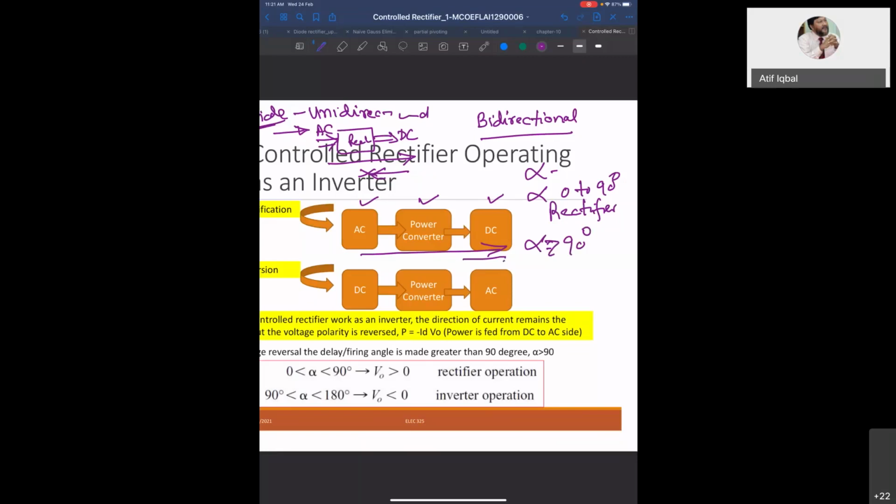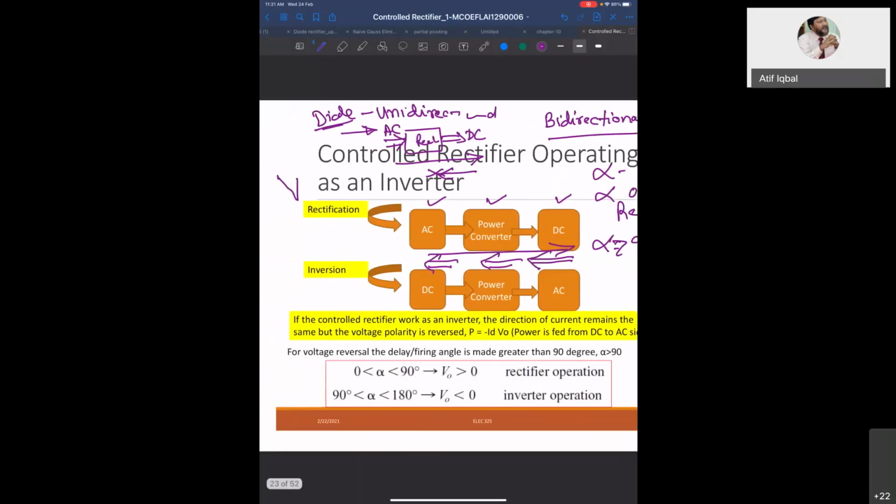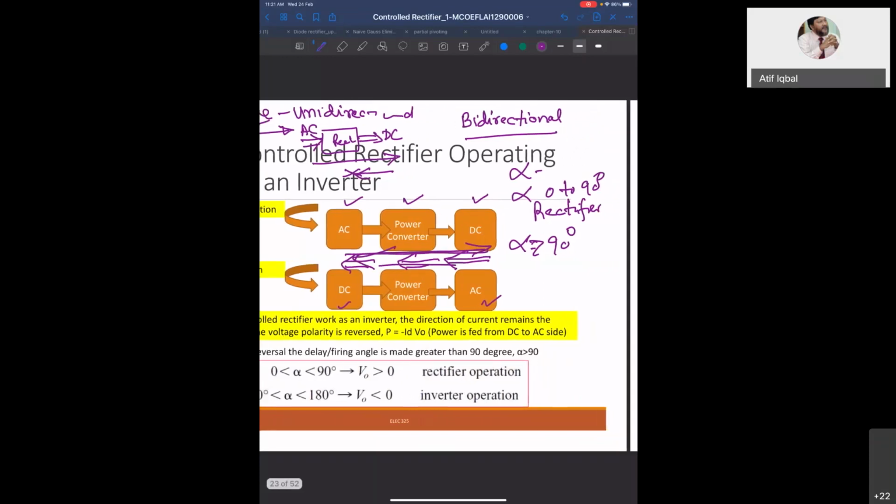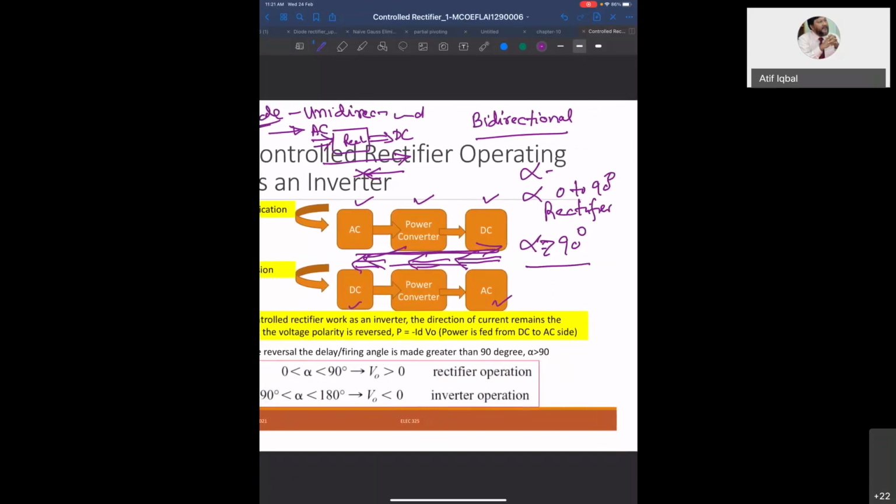But now if your angle is greater than 90 degrees, you will see that the DC load starts pumping current back to the AC side. Okay, it starts pumping back the power. I will not say current, I will say power. It will start pumping power from the DC side to the AC side, and that is called inversion, or it is working as an inverter. So the role of the inverter is to convert DC to AC. So you can convert the power from DC to AC, or you can reverse flow the power from DC to the AC side by making your delay angle more than 90 degrees.